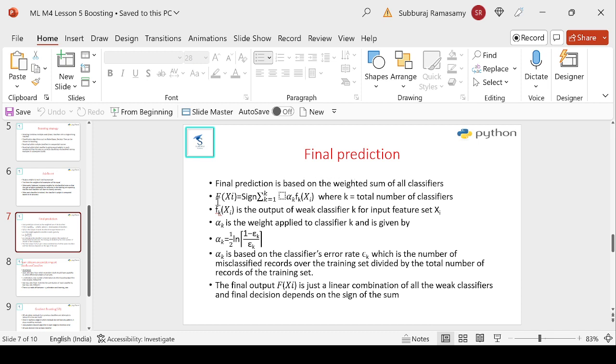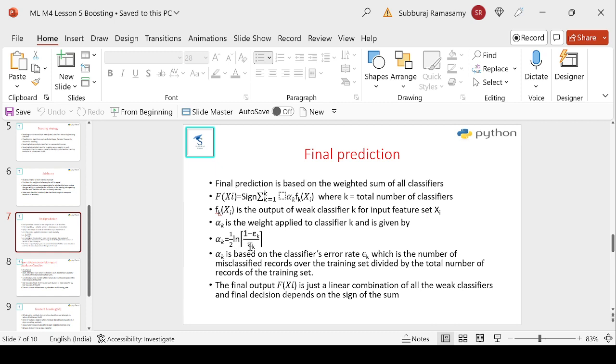to the output. We get by formula f(xi) = sign of sum over k = 1 to K of alpha_k f_k(xi), where K is the total number of classifiers, f_k(xi) is the output of weak classifier k for the input features xi. xi is the training example, and f_k is the output of the classifier. And alpha_k is the weight applied to classifier k and is given by alpha_k = 1/2 ln((1 - epsilon_k)/epsilon_k).